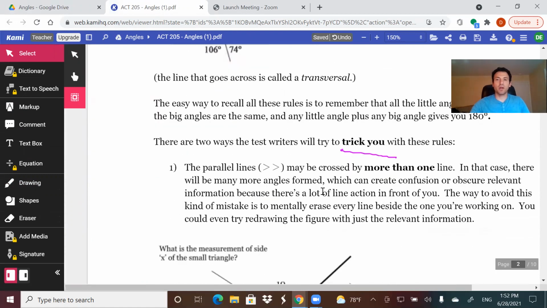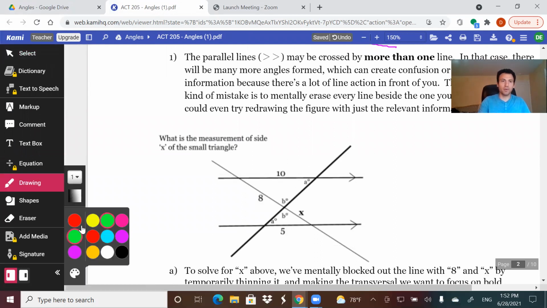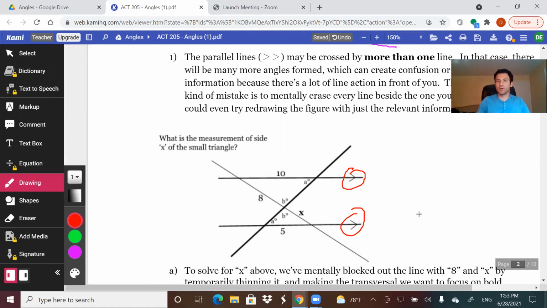But the one thing I will say about the test is a lot of times they'll give you a parallel line situation like this, where they tell you have parallel lines, they do it with this symbol. But because you have intersecting lines, it creates a lot of noise. And we'll look at how to navigate that in a little bit.